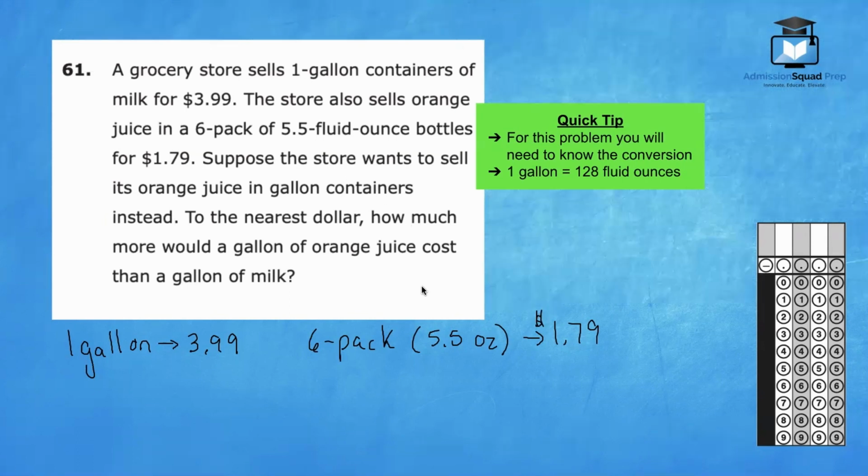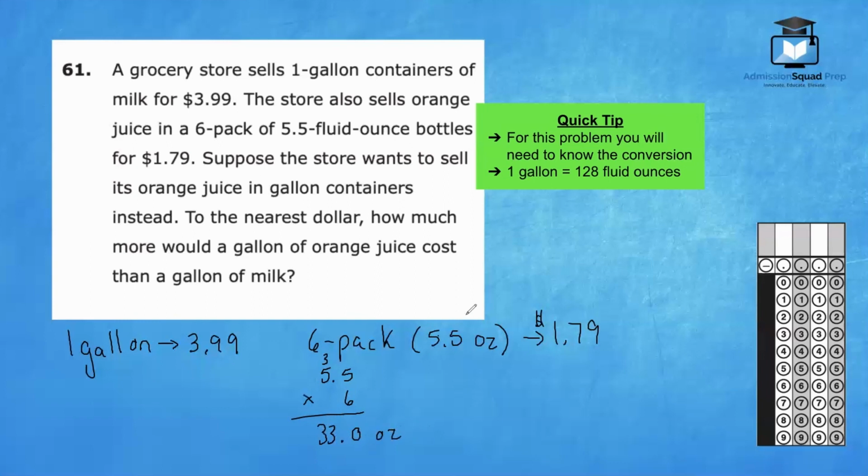To the nearest dollar, how much more would a gallon of orange juice cost than a gallon of milk? Let's start by figuring out just how many ounces are in the 6-pack. Since the 6-pack has 5.5 fluid ounces, we can go ahead and multiply 5.5 times 6 to determine how many total ounces are coming in the 6-pack. Since 6 times 5 is 30, we will write the 0, carry the 3. 6 times 5 is 30, plus 3 is 33.0 ounces in total.